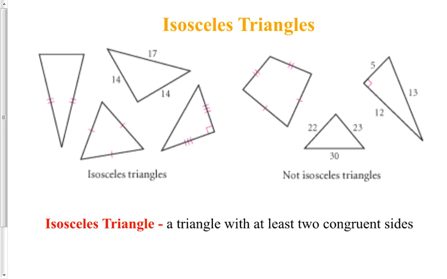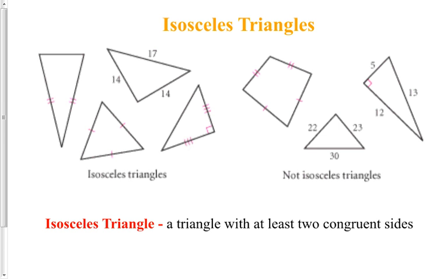An isosceles triangle. On the left, we have four examples of isosceles triangles. If you look closely, here we have two congruent sides. Here we have two congruent sides. Here we have two congruent sides. And interestingly, here we have at least two congruent sides. On the right, we have three examples of triangles that are not isosceles triangles.